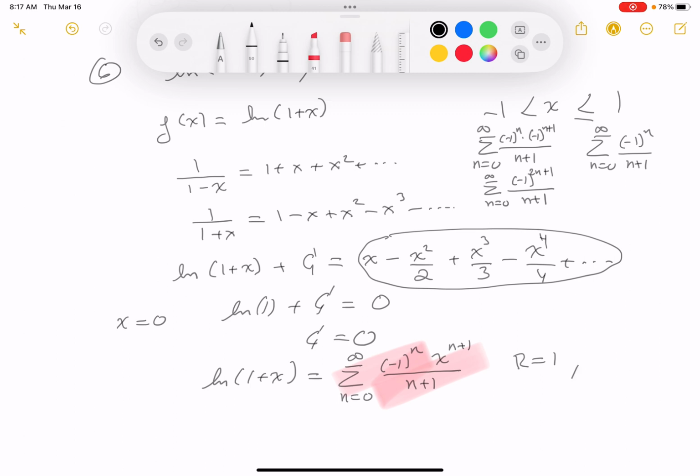So my interval, we gained an endpoint, by the way. Let me write the I down for you. So the I goes from minus 1, but we gained the 1 in the end.